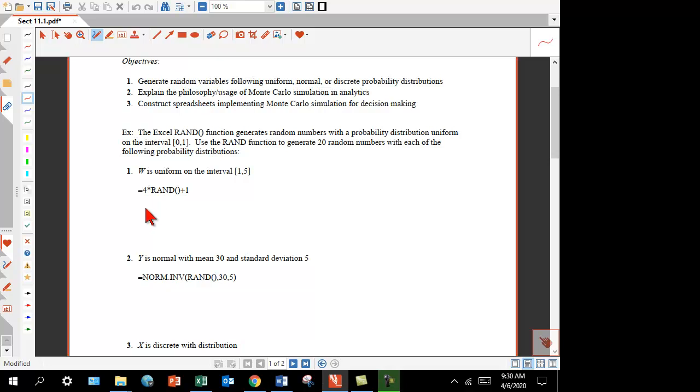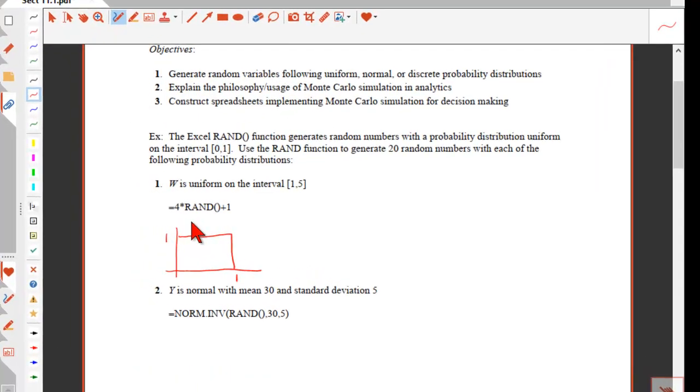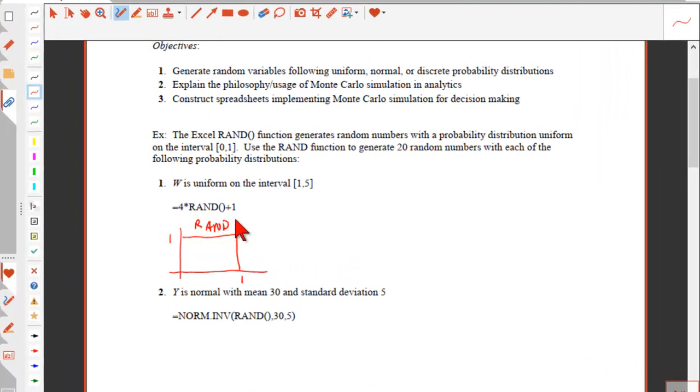So I think just a little bit we've used the RAND function in Excel. What that does is generates a random number with a uniform distribution on the interval 0 to 1. When I use RAND, I always have to put empty parentheses after the command so that Excel knows that it's a function name. Now, problem 1 asks about random variable w, which has a uniform distribution, but not on 0 to 1, but on 1 to 5.